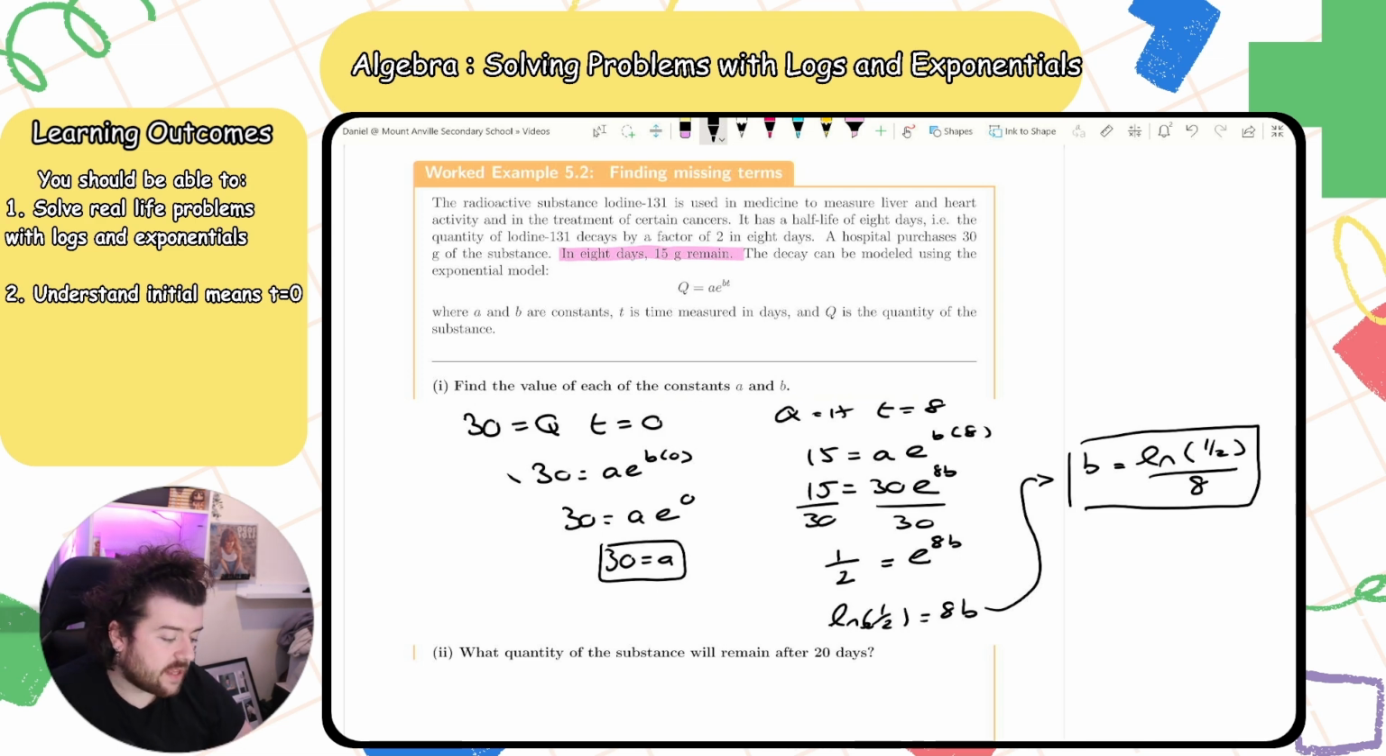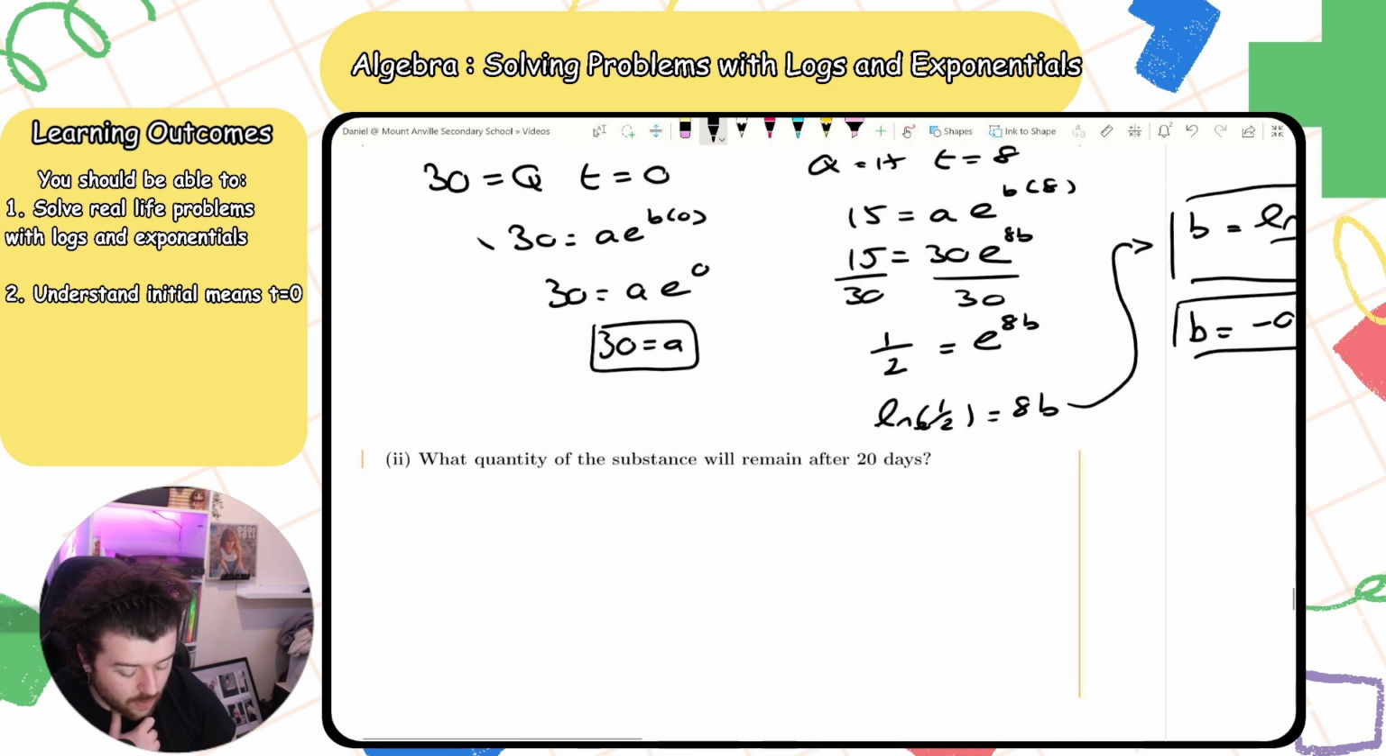Right? And I think if you put that into your calculator, we'll round it to 2 or 3 decimal places. It'll usually ask you what to do it to. So I have ln of a half divided by 8. So I get b is equal to minus 0.08664. Something like that. So I've solved for A and B. What's the quantity of the substance that remains after 20 days?